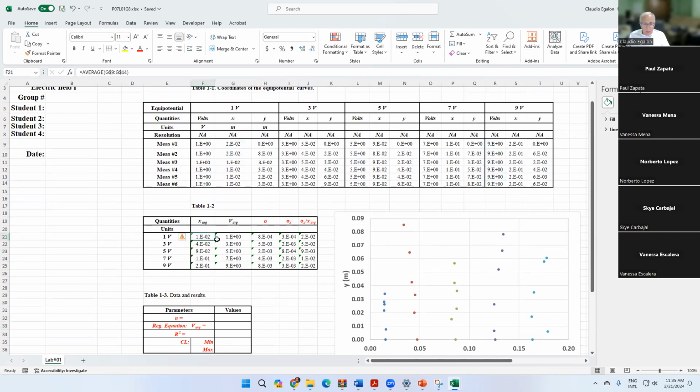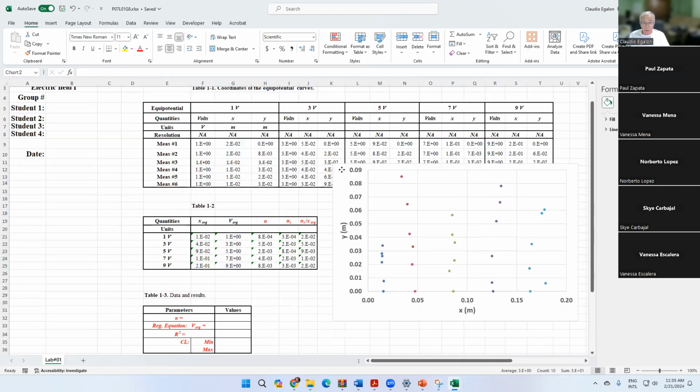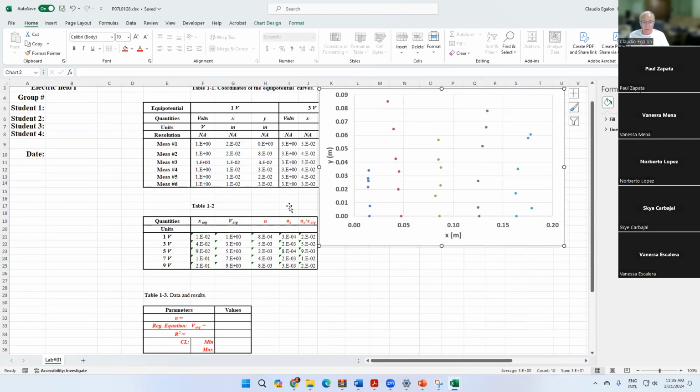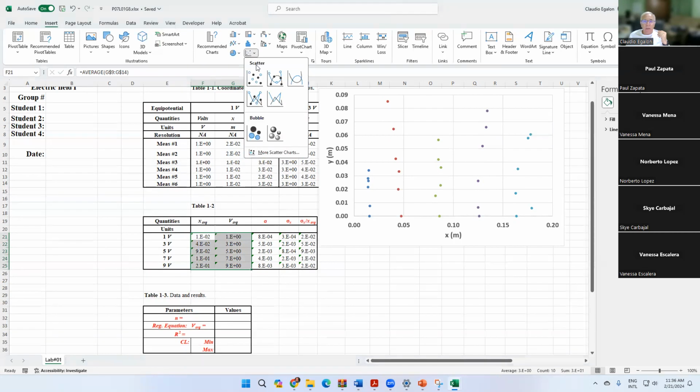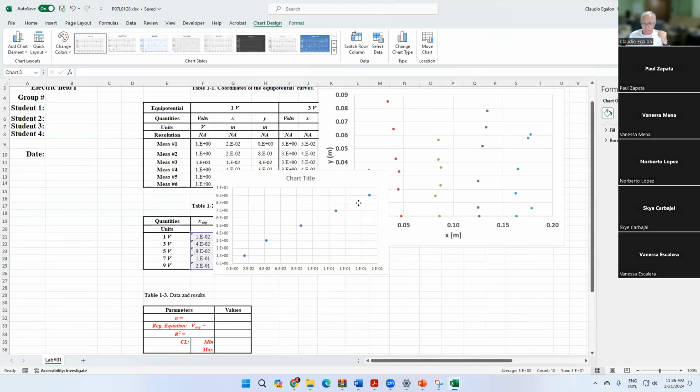And now you should plot it. V average and X average. When you plot V and X average, you should get exactly what I told you before, right? You should get a linear relationship between the potential and the X because this is a uniform electric field. Let's plot it. Insert chart, here you go, see?